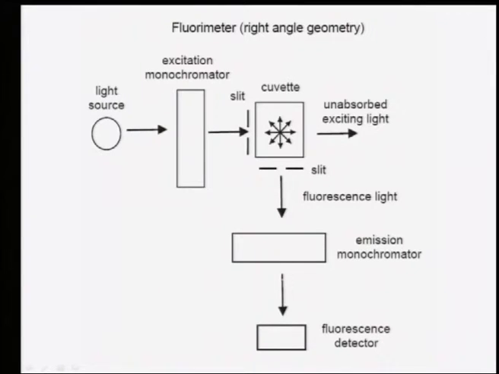So, to give you in a nutshell the whole picture, you have a light source for excitation, then this is the excitation monochromator, then you have a slit through which this monochromatic radiation passes and falls on a sample in a cuvette, and then unabsorbed excited light comes out this way, which can be detected or not detected, and whatever fluoresces passes through a slit, and then you have the emission monochromator, which allows these emitted rays to be detected in a fluorescence detector. This is the schematic diagram for the right angle geometry fluorometer.